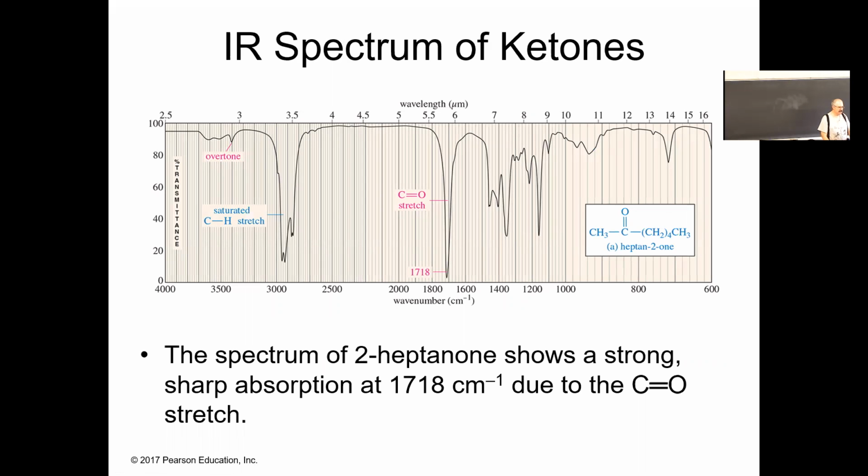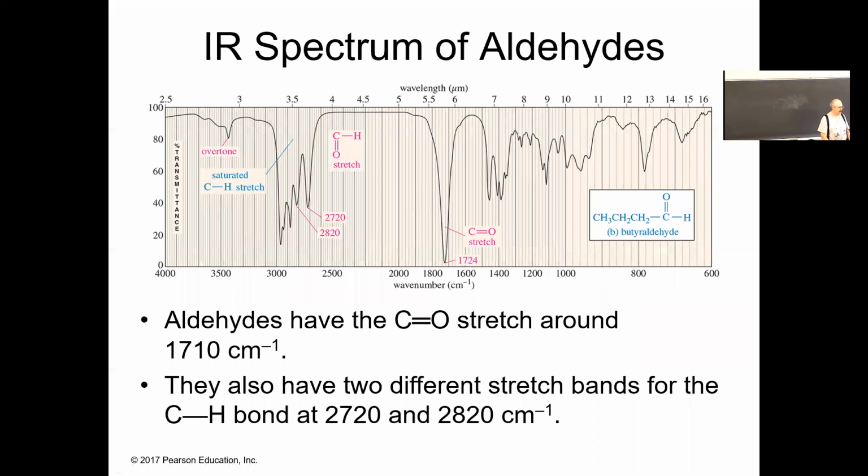So here is a ketone. Here's the saturated CH stretch at around 2900 to 3000. Here's the very distinct carbonyl stretch at 1718. Let's compare that to an aldehyde. This thing called an overtone is a multiple of this very intense stretch here.